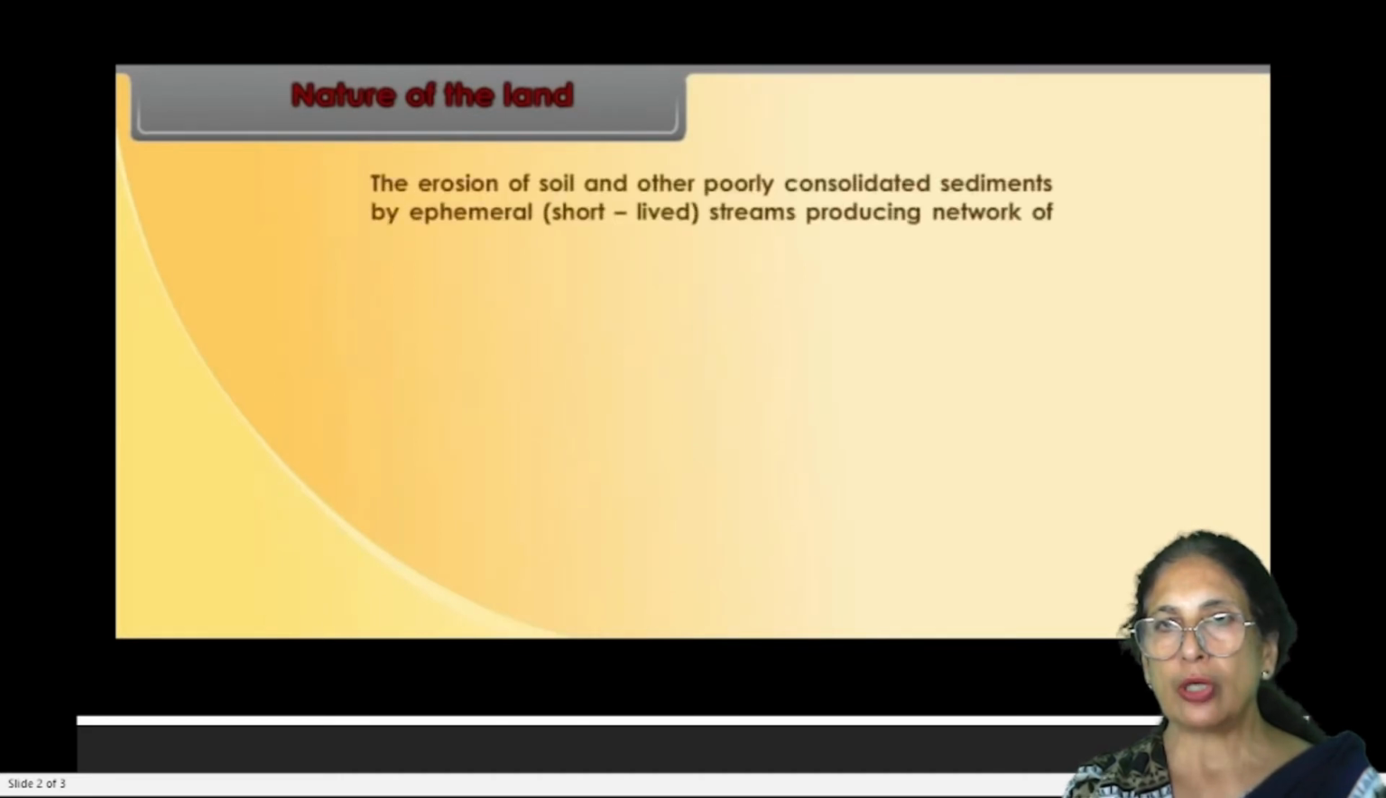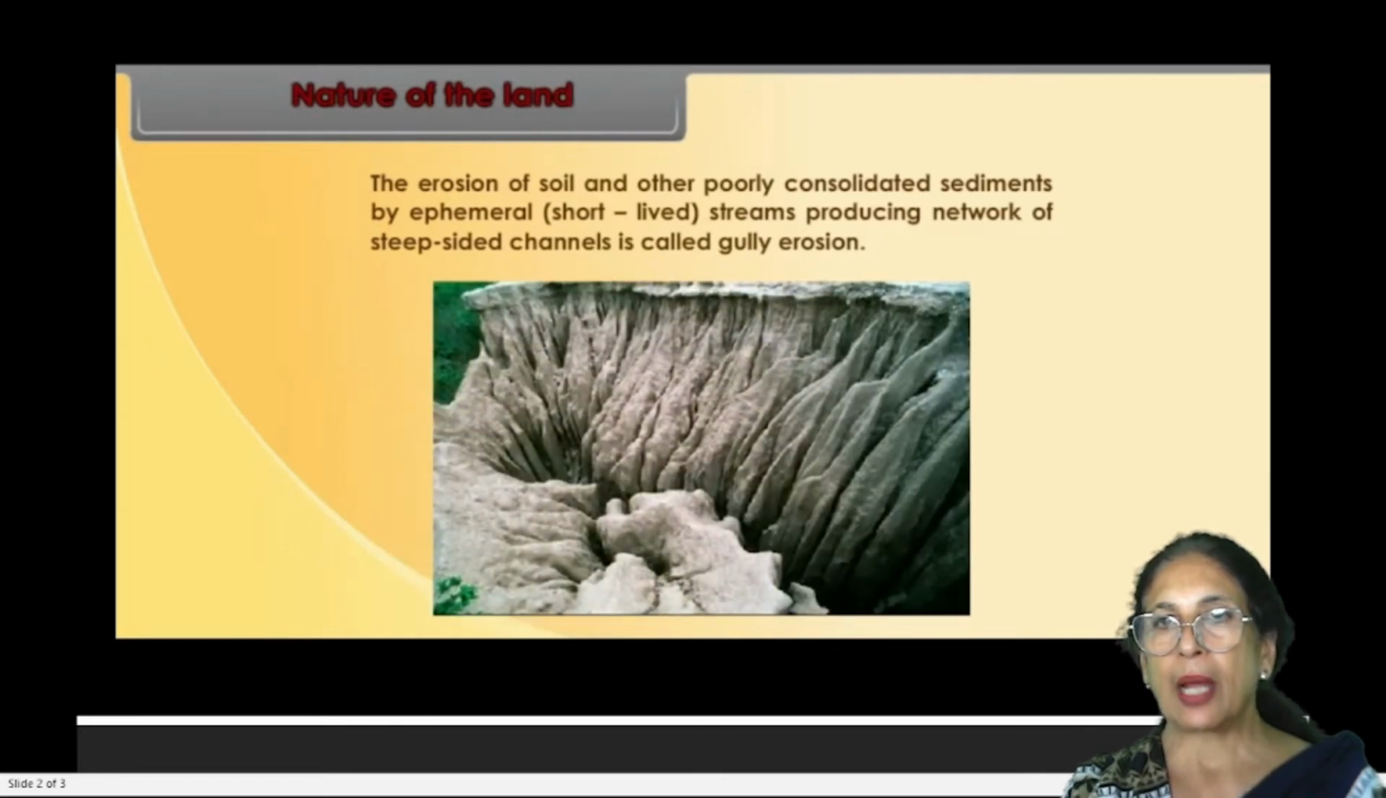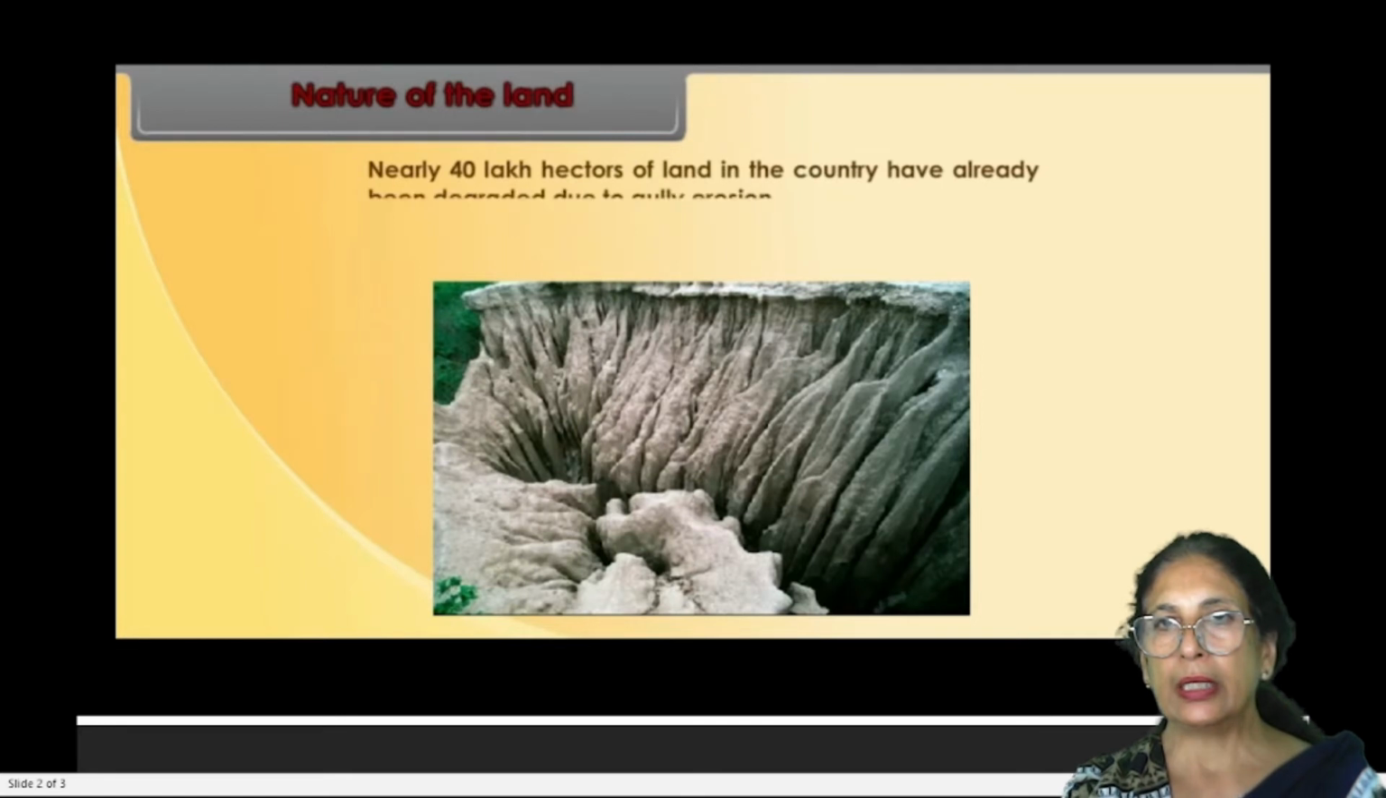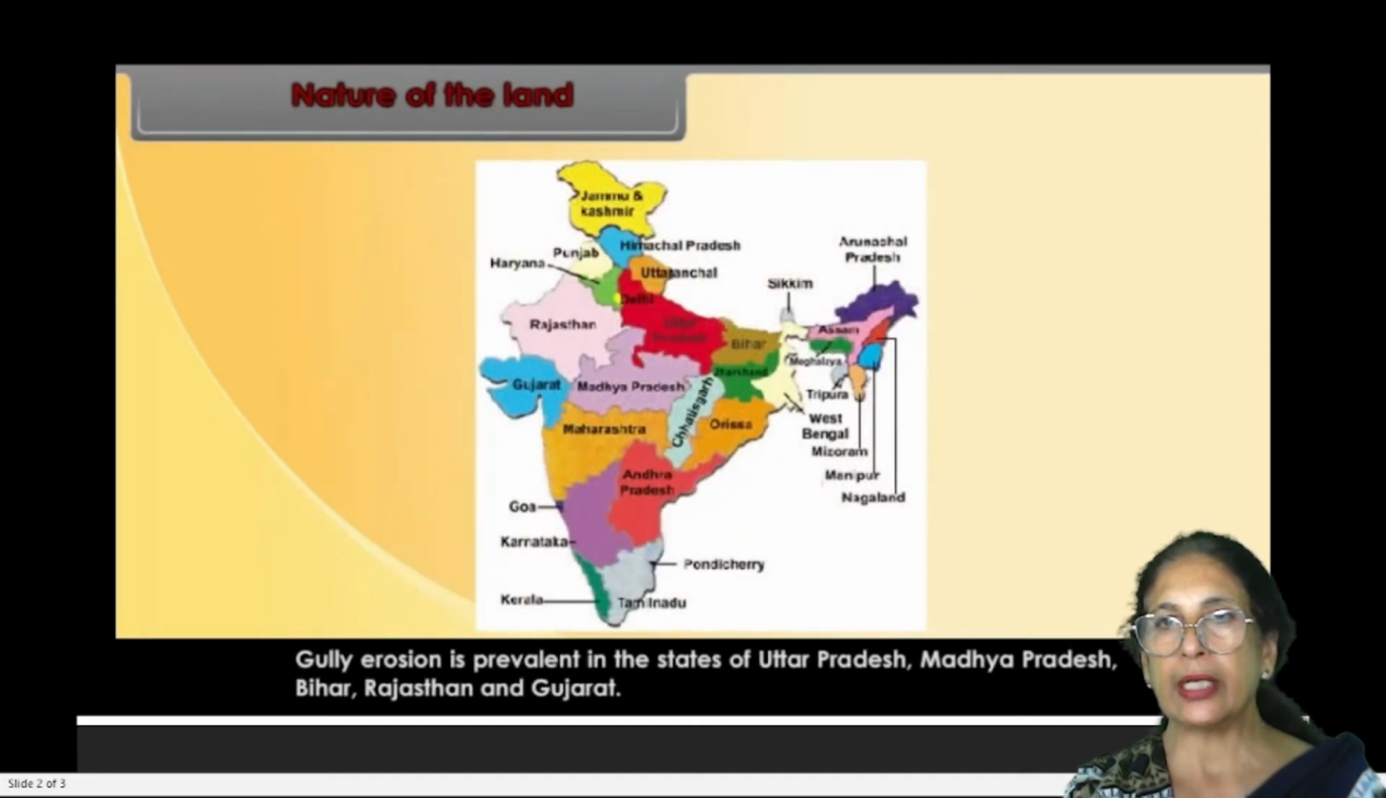The erosion of soil and other poorly consolidated sediments by ephemeral streams producing a network of steep-sided channels is called gully erosion. Nearly 40 lakh hectares of land in the country have already been degraded due to it. Gully erosion is prevalent in the states of Uttar Pradesh, Madhya Pradesh, Bihar, Rajasthan and Gujarat.